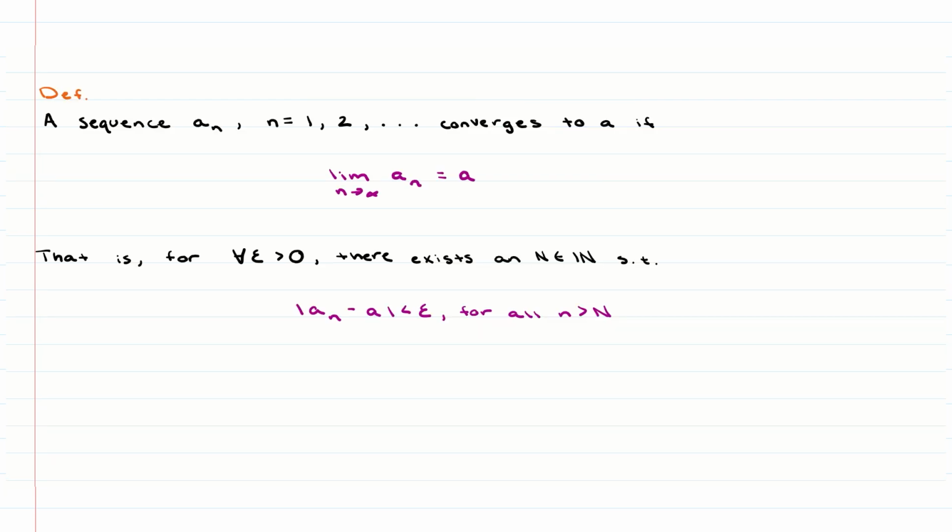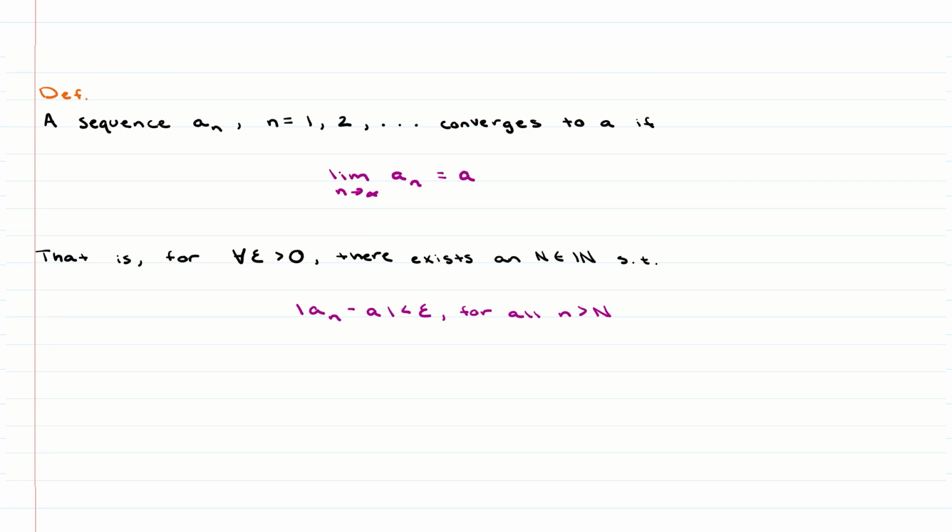It says a sequence a sub n, where n is a natural number, converges to a if the limit as n approaches infinity of the sequence a sub n equals a. Or in other words, for all epsilon greater than 0, there exists a natural number n such that the absolute value of the sequence a sub n minus a is less than epsilon.